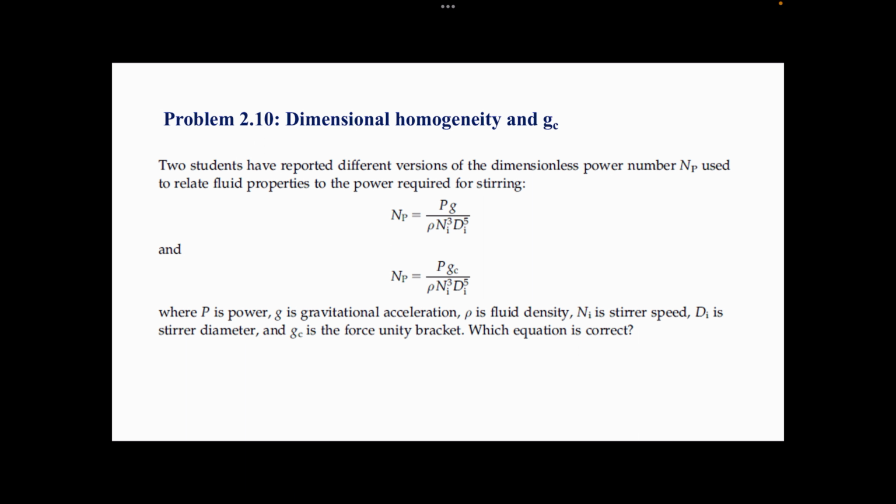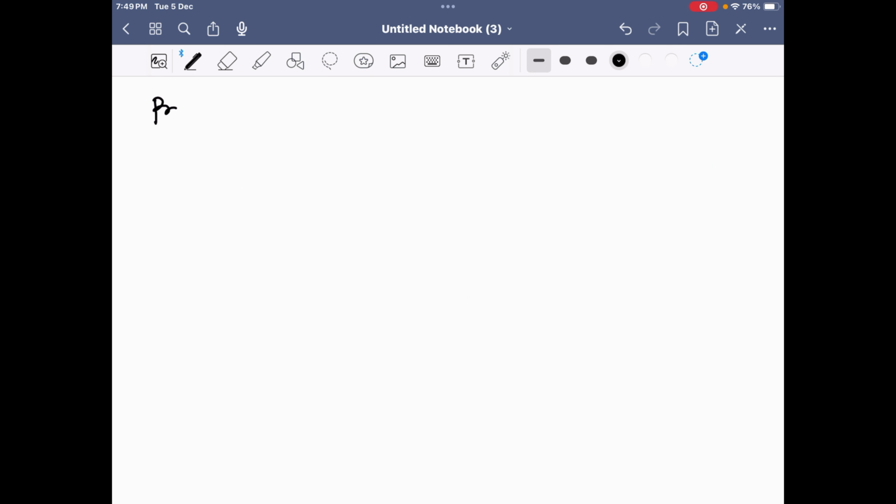Problem 2.10 is again dimensional homogeneity and the GC term, that is a conversion factor. Two students have reported different versions of the dimensionless power number NP, used to relate the fluid properties to the power required for stirring. Two equations are given, one with just G, another one with GC, where P is the power, G is the gravitational acceleration, rho is the fluid density, Ni is the stirrer speed, Di is the stirrer diameter, and Gc is the force unity bracket. Which equation is correct?